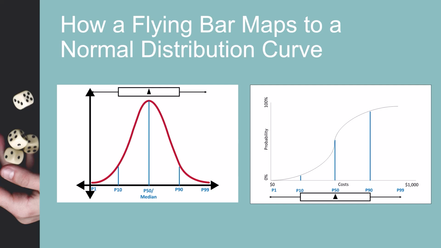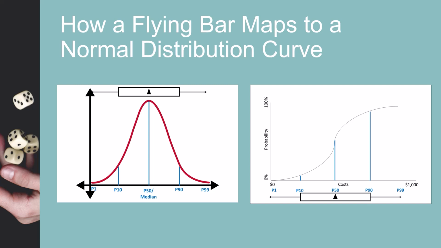P50 is the median. Half of all values are above and below this. This is shown as a vertical line within the bar. I didn't show this in my example because it lies directly behind the triangle in my normal distribution graphs. This is sometimes omitted from flying bar graphs. EV is the expected value, which is often measured as the probability-weighted net present value in business analysis. This is a triangle placed within the bar.